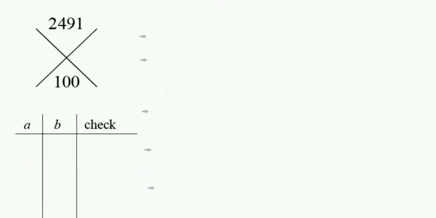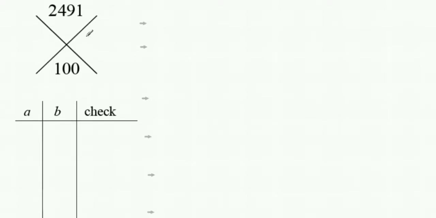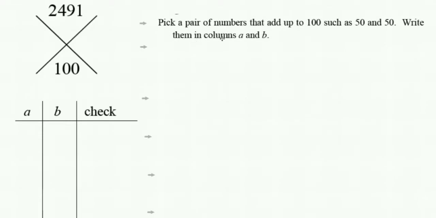Now, how are we going to use this for factoring? Let's find out. Okay, but before we do that, let's do a big number here. Let's find out how to get the factors of 2,491 and the sum of 100 using guess and check again. Pick a pair of numbers that adds up to 100, such as 50 and 50, and write them in columns A and B. So this is 50 and that's 50.